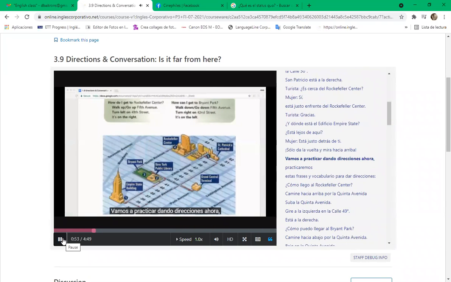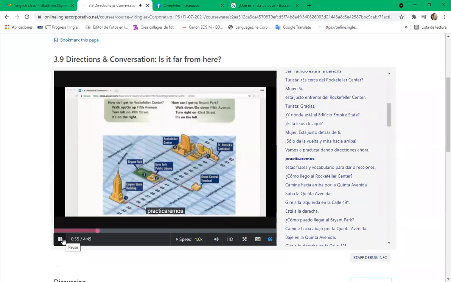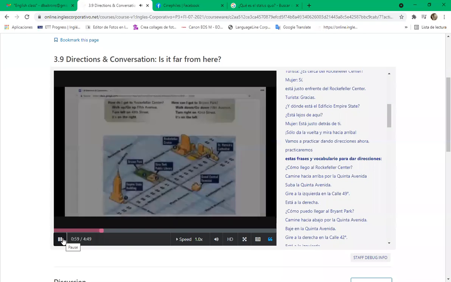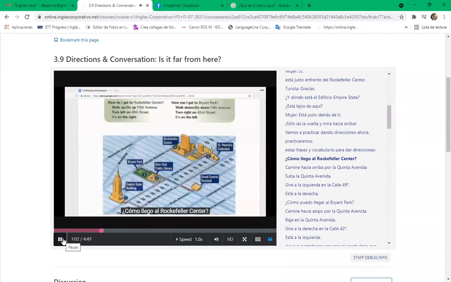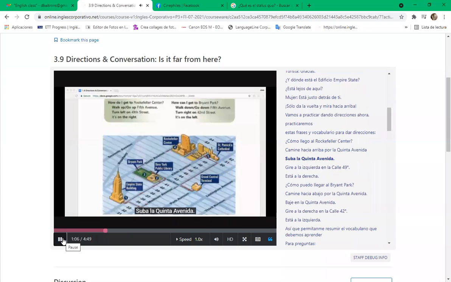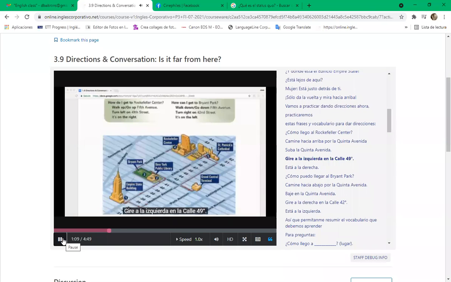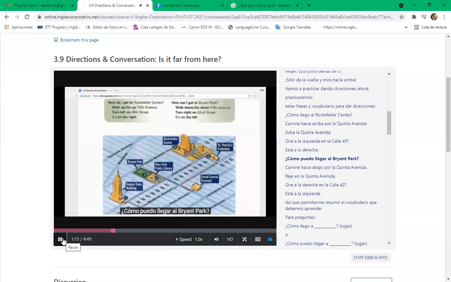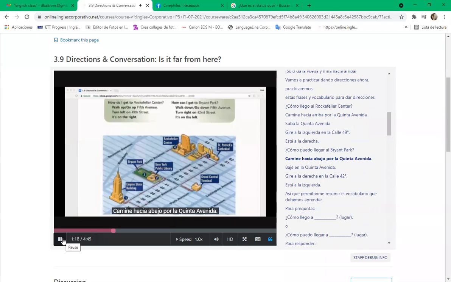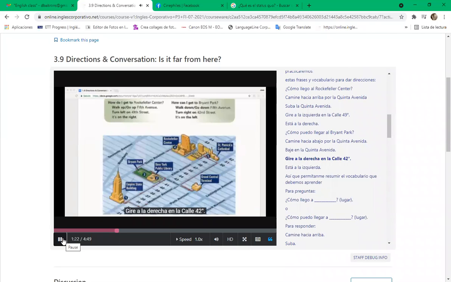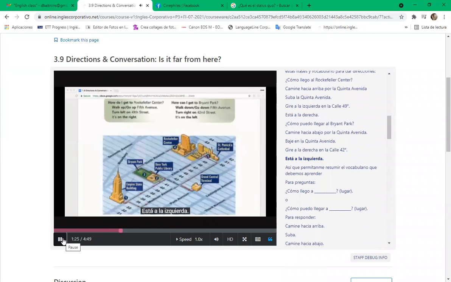We're going to practice giving directions now. Let's practice these phrases and vocabulary to give directions. How do I get to Rockefeller Center? Walk up Fifth Avenue. Go up Fifth Avenue. Turn left on 49th Street. It's on the right. How can I get to Bryant Park? Walk down Fifth Avenue. Go down Fifth Avenue. Turn right on 42nd Street. It's on the left.